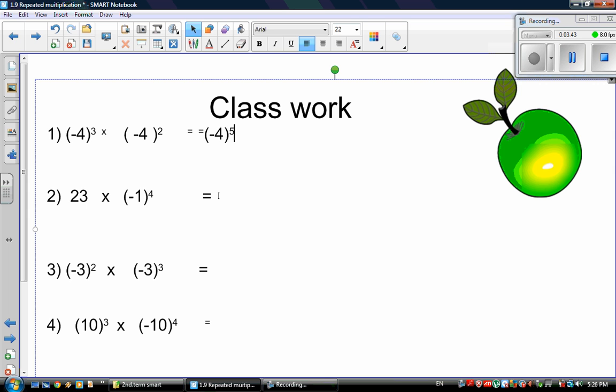The next one is negative 1 to the power 3 times negative 1 to the power 4. Look at the two bases. They are equal bases, so we can keep the base as it is, which is negative 1. And then we can add the powers: 3 plus 4 equals 7. So we can write 7 as the power.